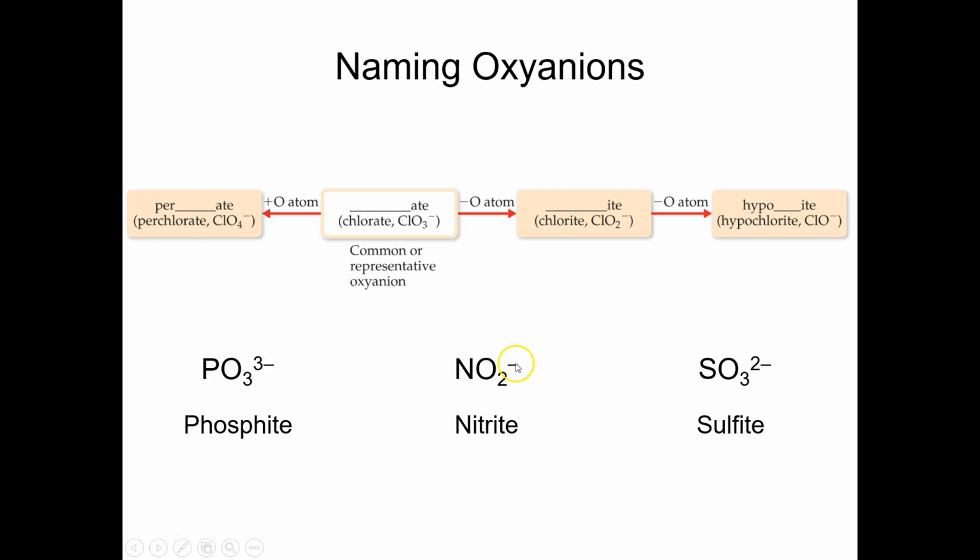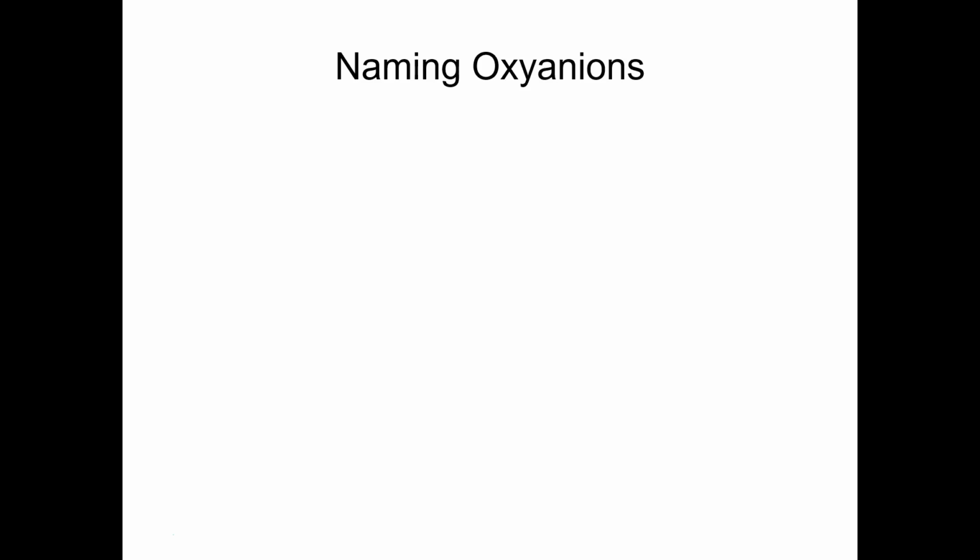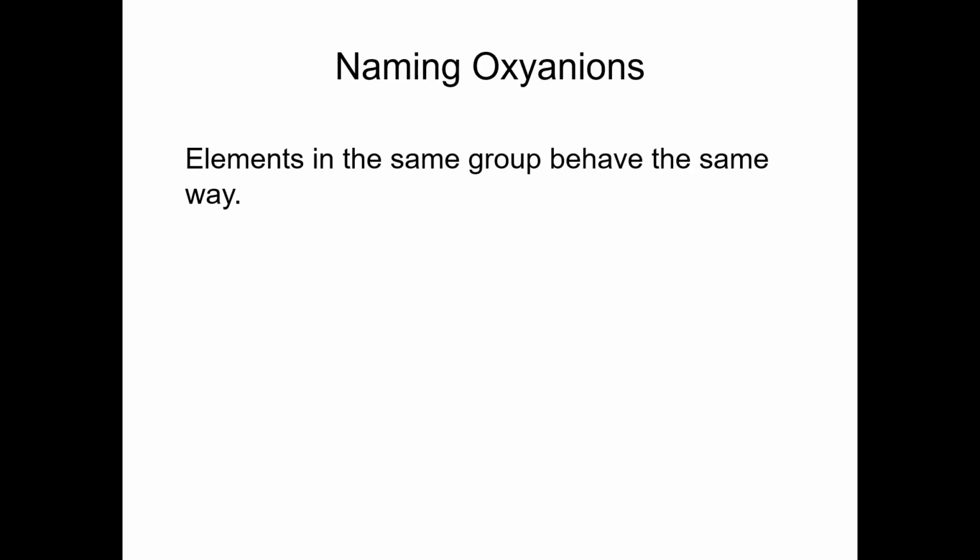Because you know that nitrate is -1, you can assume that nitrite is also -1. And because you know that sulfate is -2, you can assume, again correctly, that sulfite is also going to be -2. Charges don't change. They're fixed by the identity of the central atom. Okay, so that's the first thing, to go through that whole list of the per-ate and then the ate and then the ite and then the hypo-ite.